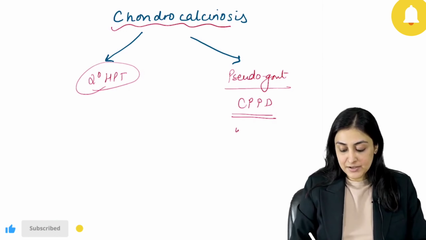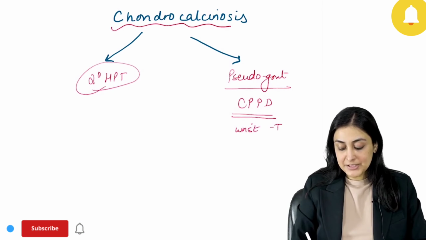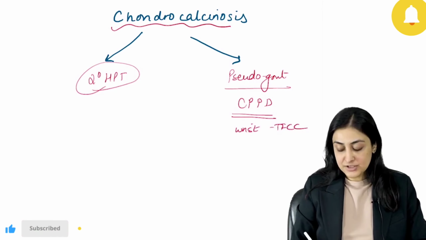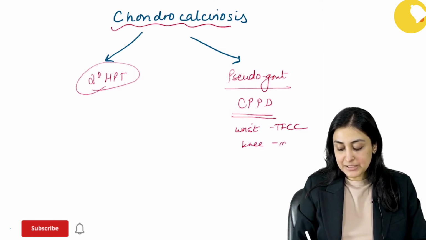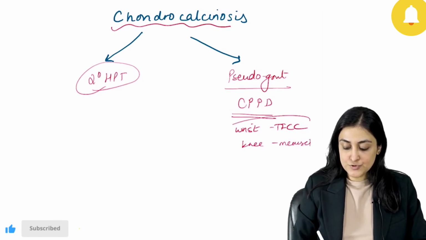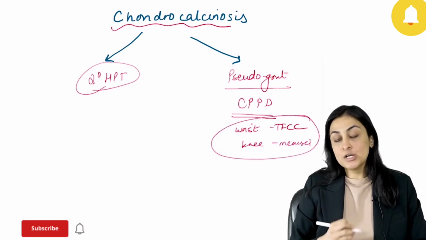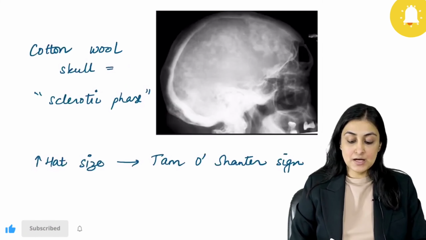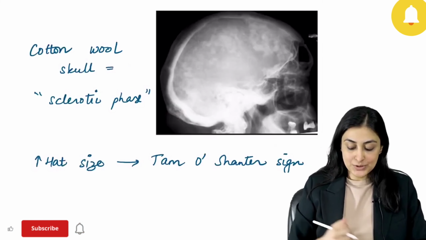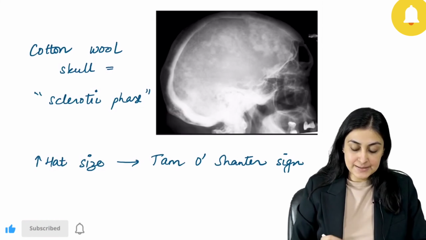Again, you will see that in the wrist, there is a ligament called the triangular fibrocartilage. In the knee, you would find menisci getting calcified. So you would see calcification of these two ligaments. Okay, so this is about chondrocalcinosis. Looking at the next disease, what do we see?